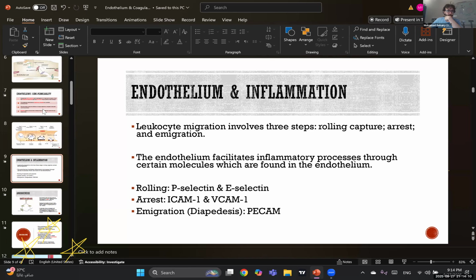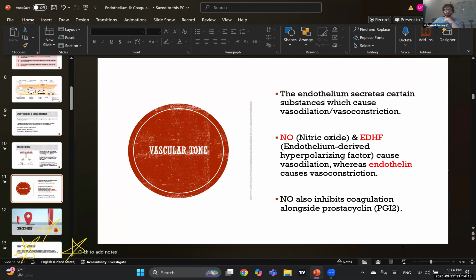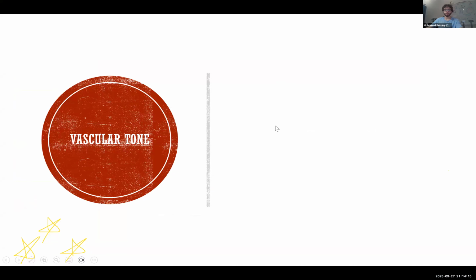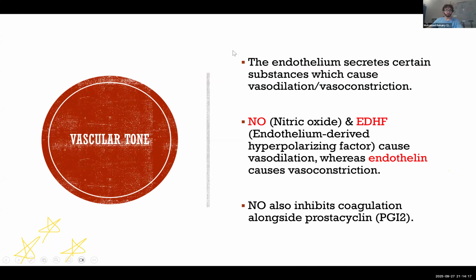Vascular tone. This one. We have a blood vessel. We said what lines the blood vessel is the endothelium, this layer of endothelial cells. These endothelial cells can either widen the blood vessel or narrow it down. If we want a lot of blood to flow, then we dilate it. That's vasodilation. If you don't want a lot of blood to flow, for example when you're bleeding, that's when we do vasoconstriction.